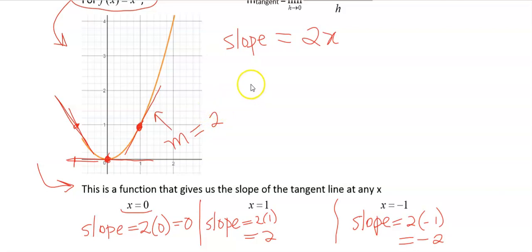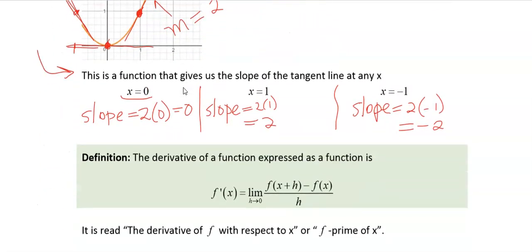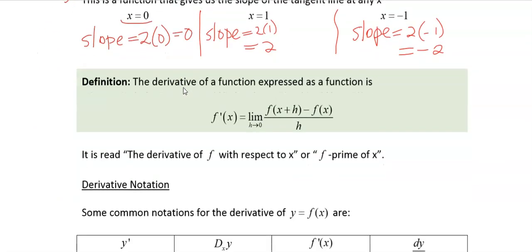So what we've done is we've actually calculated a different function. It's called a slope function or a derivative that will allow us to calculate the slope of y equals x squared or f of x equals x squared anywhere on that curve. And that's one of the powerful things about it.